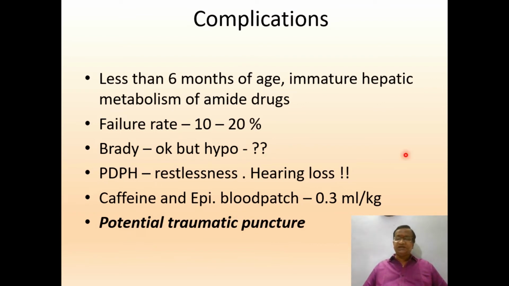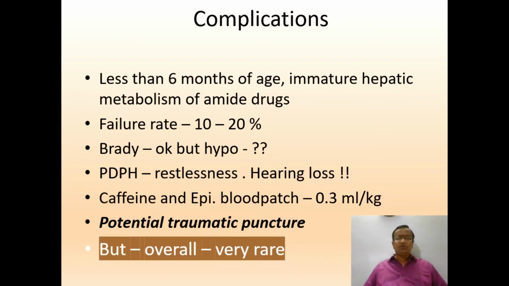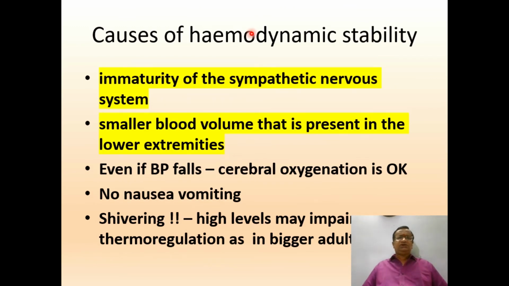Potential traumatic puncture and blood. This is very common. But overall, complications are rare. Because the sympathetics are not well developed and blood volume is small in the lower extremities, everything is fine. Shivering, high levels may impair thermoregulation. This is what is important. No nausea, vomiting. What we get is only bradycardia and hypoxia. That is what we need to be worried about rather than hypotension.